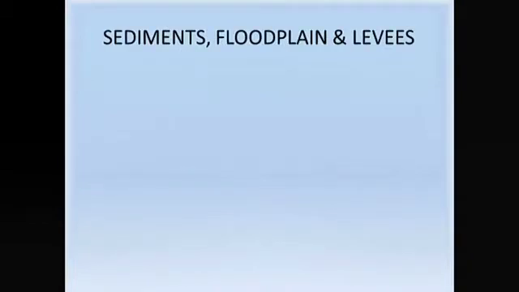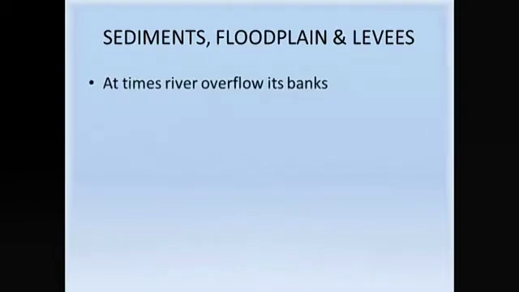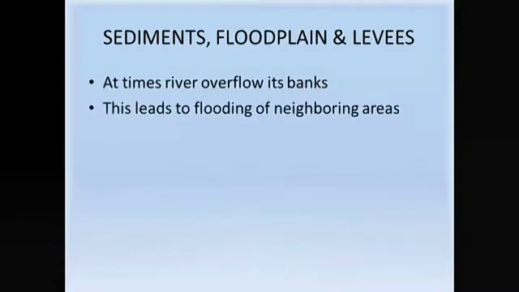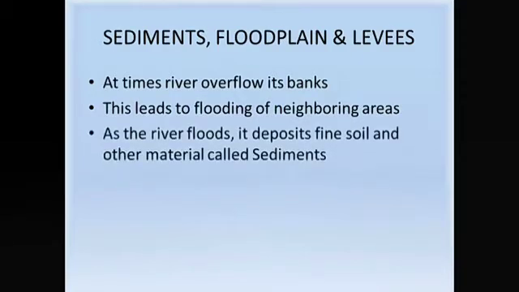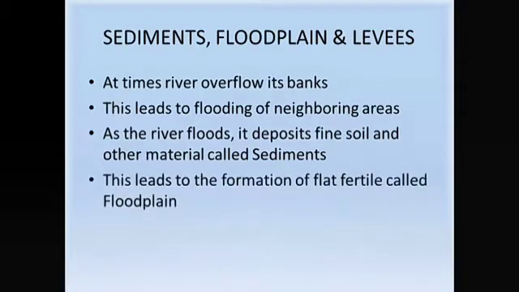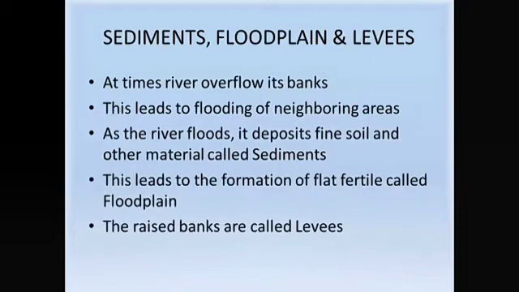Sediments, floodplains and levees. At times the river overflows its banks, which leads to the flooding of the neighboring areas. As the river floods, it deposits a layer of fine soil and other material called sediments along its banks. This leads to the formation of a flat, fertile floodplain. The raised banks are called levees.